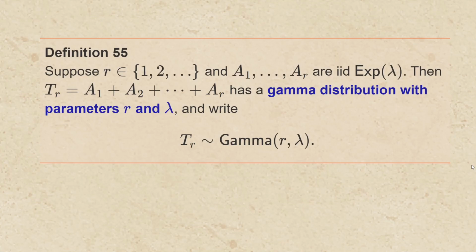So, definition. Suppose that r is a positive integer and a sub 1 up through a sub r are IID exponential random variables with parameter lambda. Then t sub r, which is a sub 1 plus a sub 2 up through a sub r, has a gamma distribution with parameters r and lambda. And we write t sub r tilde gamma r and lambda.